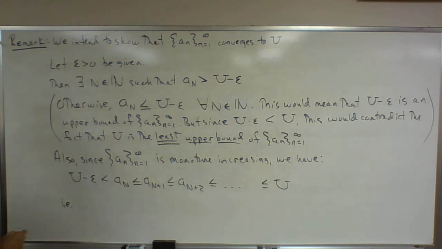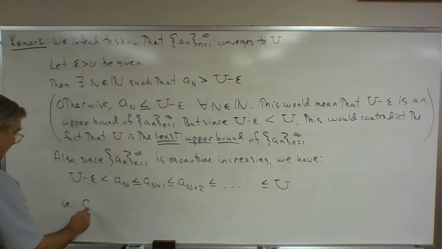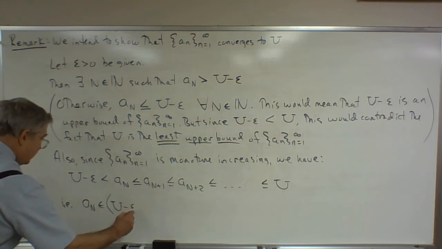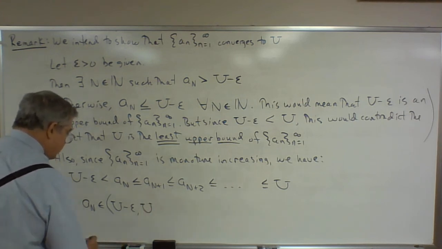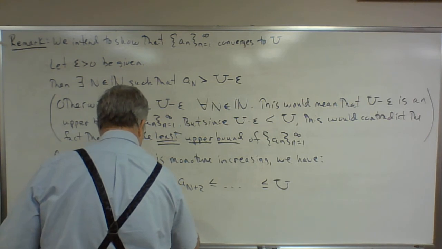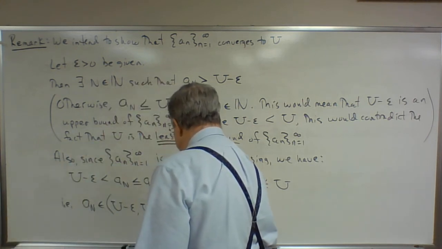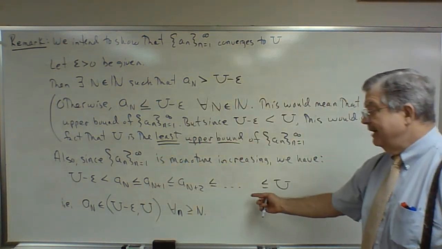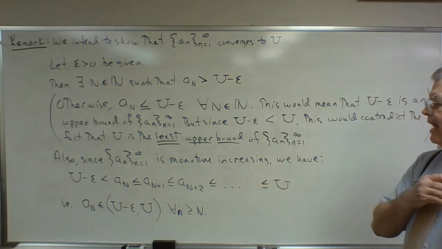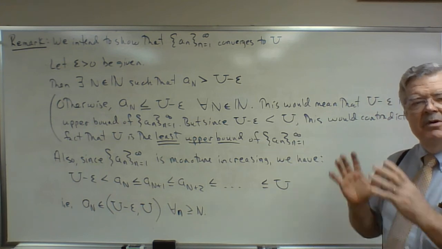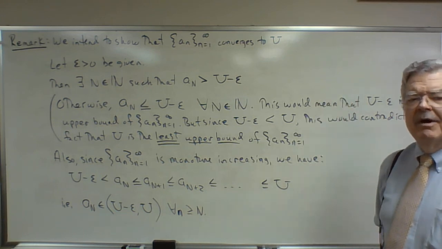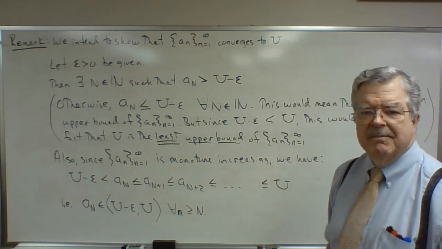Now, let me restate that in a slightly different form. A sub n is a member of the interval u minus epsilon, u, for all n greater than or equal to capital N. That's what this means. And I could take the ball right now and push it over the goal line and score my touchdown right now. But I'm going to have one more remark that sets up the final result.